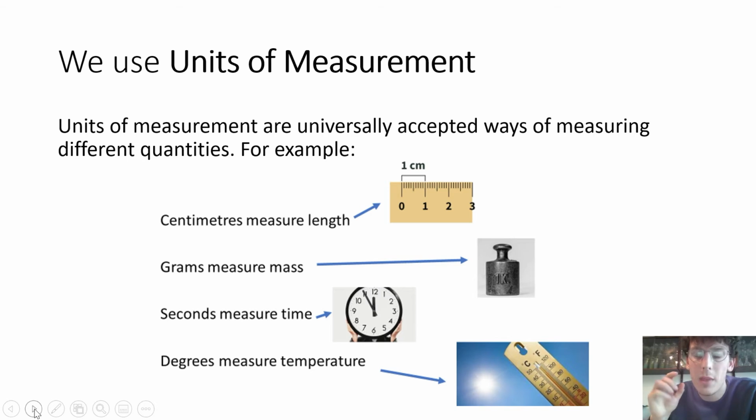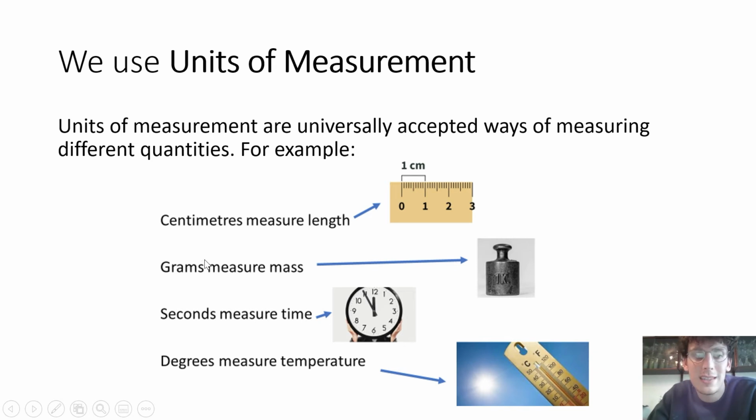Now it's important to note at this point that there are many accepted ways to measure things. So the examples I'm going to go through are just some of the accepted ways. They're not all of them, they're just examples. So one unit of measurement is centimeters, and we can use centimeters to measure length.